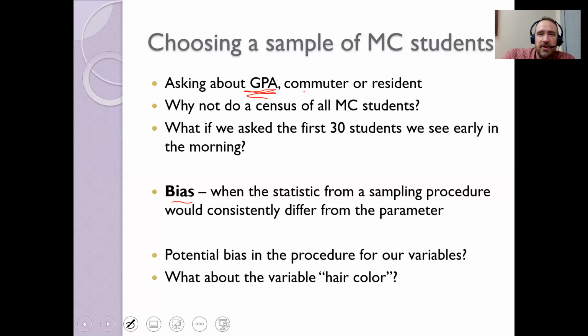Let's think about commuter or resident. Maybe on campus early in the morning, it might be more likely that you'd see residents around because commuters haven't arrived to campus yet. So that could also be biased. What does bias mean?